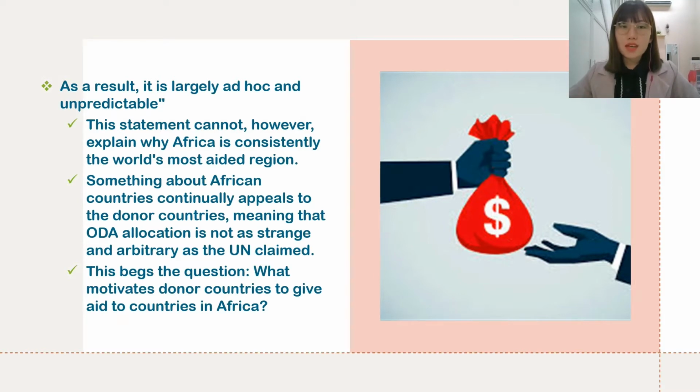This statement cannot, however, explain why Africa is consistently the world's most aided region. Something about African countries continually appeals to the donor countries, meaning that ODA allocation is not as strange and arbitrary as the United Nations claims. This begs the question, what motivates donor countries to give aid to countries in Africa?